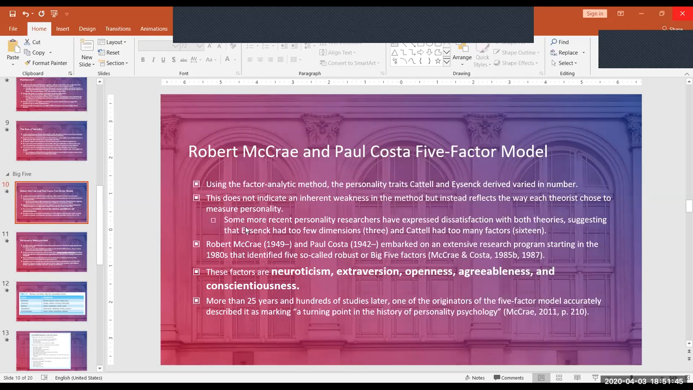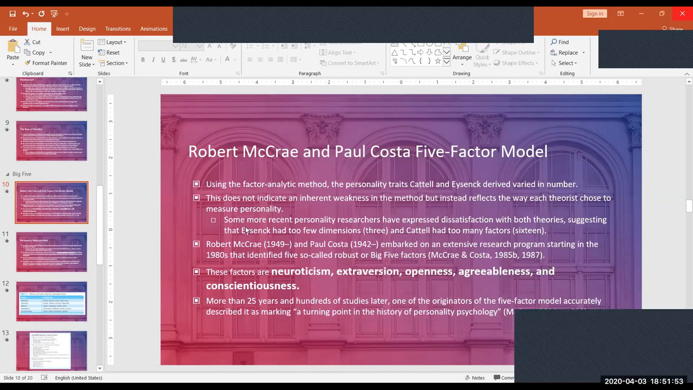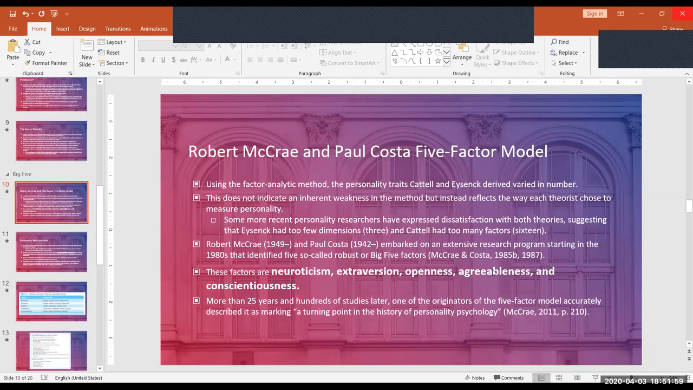The easiest way to remember these factors is by making an acronym. Some people give the acronym OCEAN: openness, conscientiousness, extraversion, agreeableness, and neuroticism. So it's OCEAN.